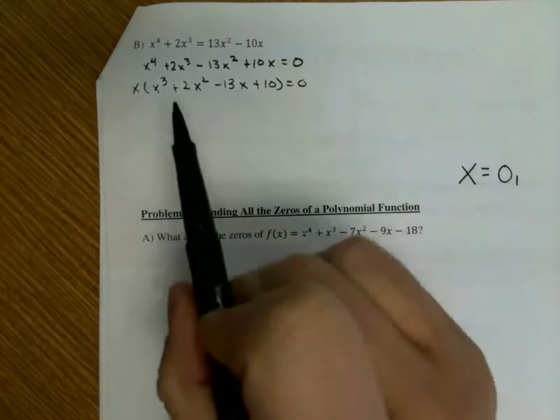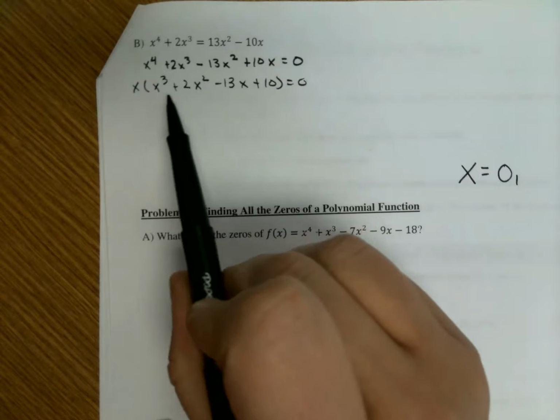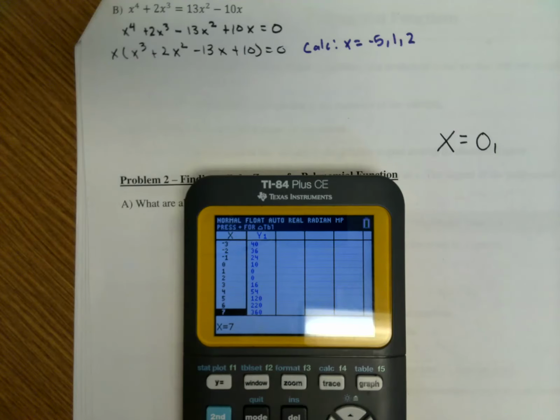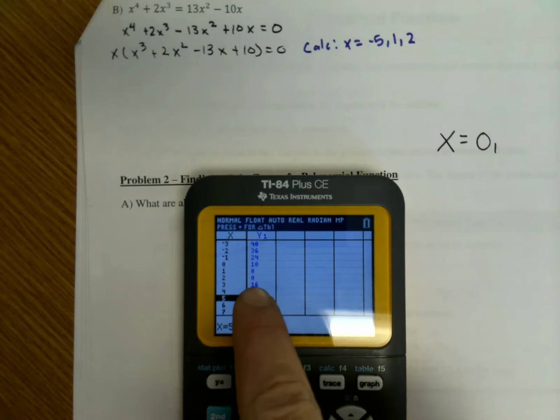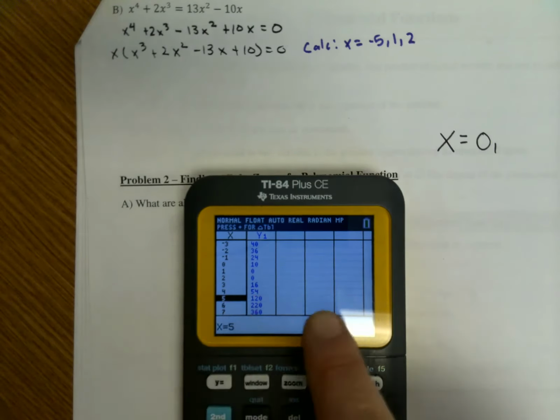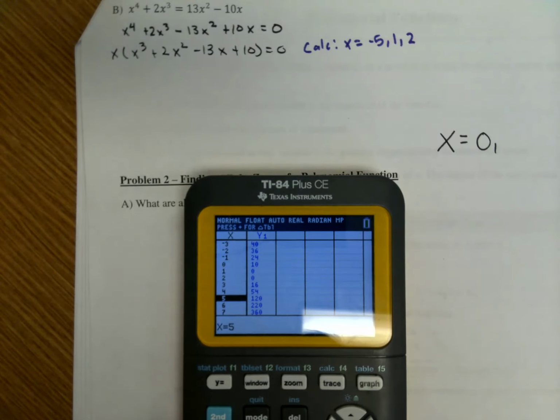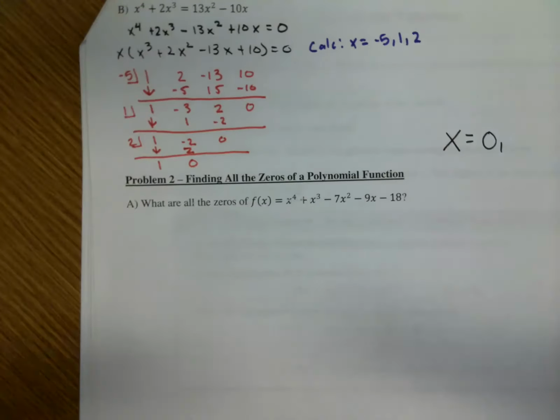So now I want you to pause the video and look to see if you can find the zeros on your calculator with this. You should have gotten -5, 1, and 2. Again, you look where y is 0, you look at the x value when y is 0. So now if you divide those out, pause the video and divide them out.